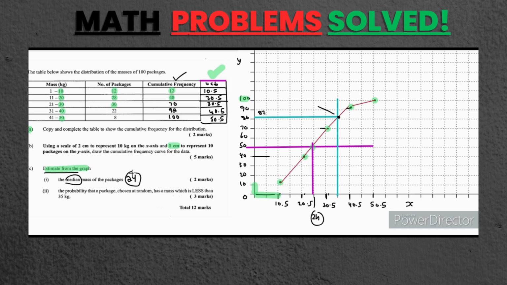So 82%, because there are 100 the maximum value, so 82%, and if you convert it into probability, a fraction 82 over 100, right? So to find the probability, we will convert it into a decimal, so 0.82, right? So the probability that a package chosen at random has a mass which is less than 35 kg is 0.82.